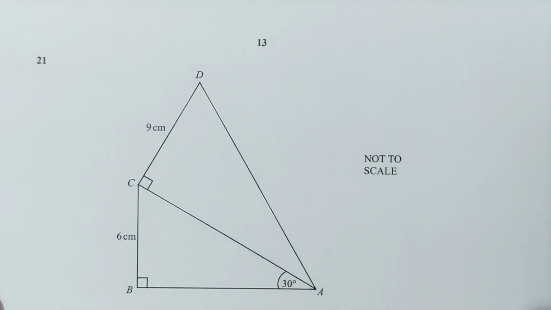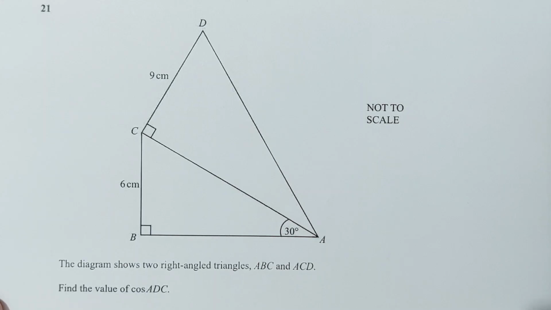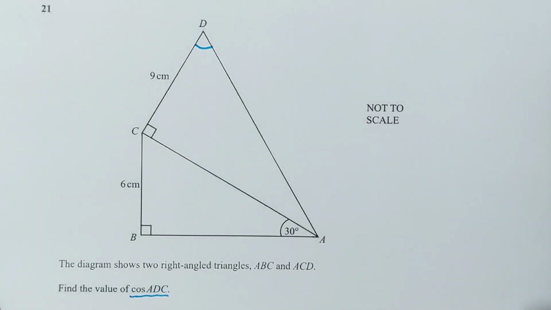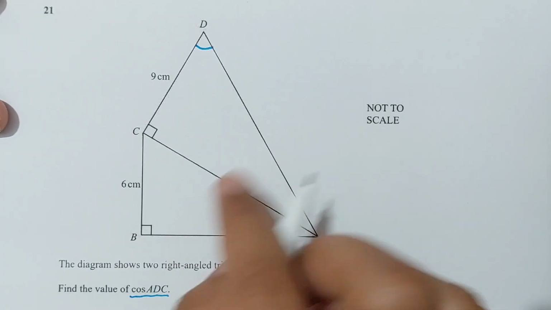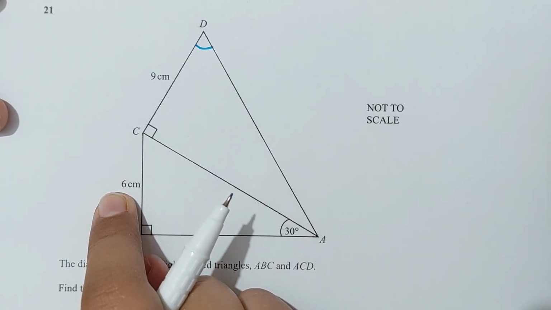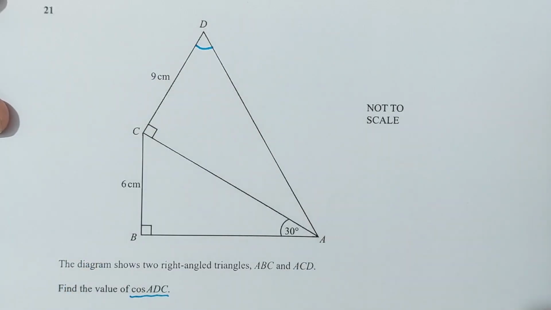Question number 21. The diagram shows two right angle triangles ABC and ACD. Find the value of cos ADC, the cosine of that angle. Since we are not allowed to use a calculator in this exam, note that both are right angle triangles. This side is 6 centimeters, this angle is 30, and this side is 9 centimeters with the 90 degree angle. Let's do it step by step.